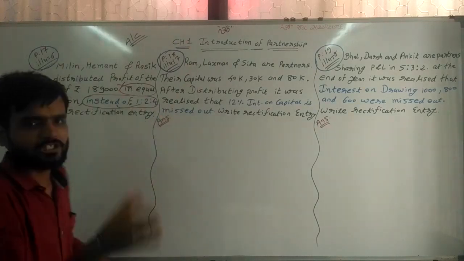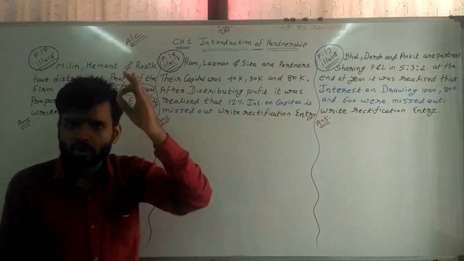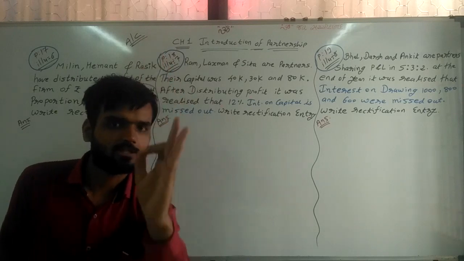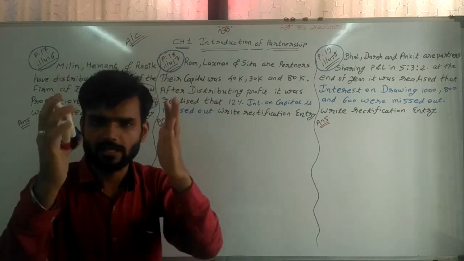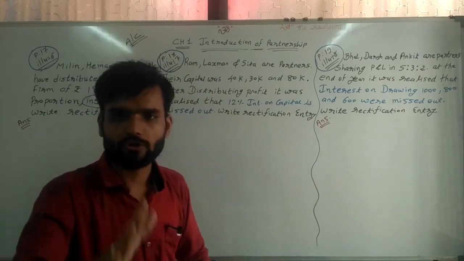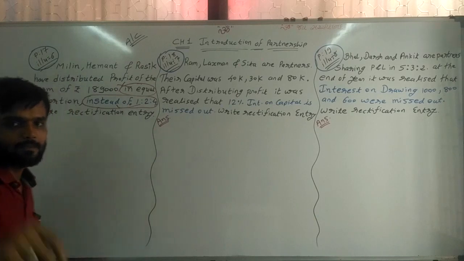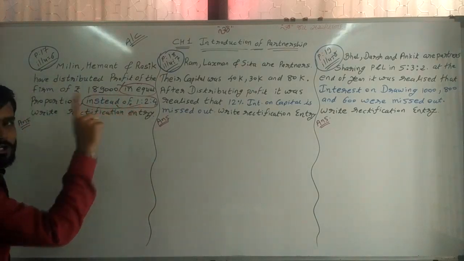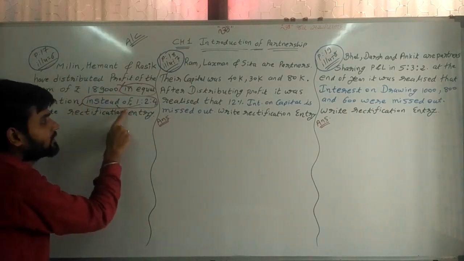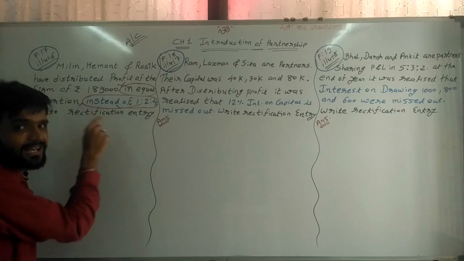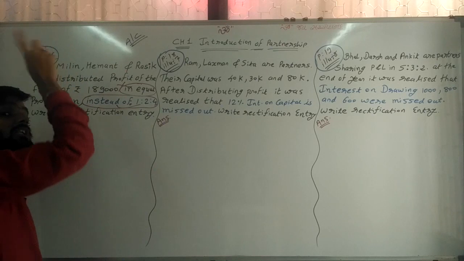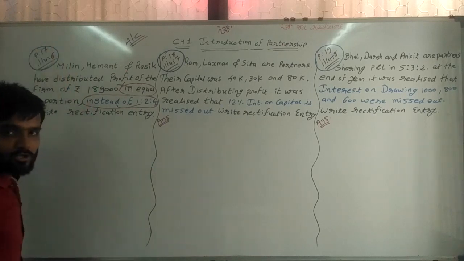Whenever a rectification type sum is given, you need to decide only two things: which is the correct calculation and which is the wrong calculation. If you can decide these two, then the sum will be easy for you. I am definitely sure of that. Instead of 1 to 4, they distributed equally. So 1 to 4 is the correct ratio, and what they distributed equally is the wrong calculation.